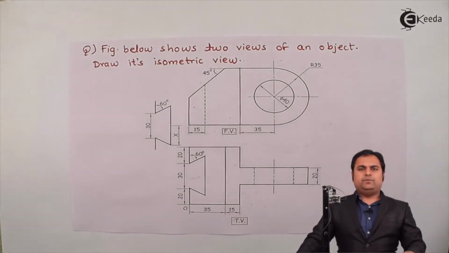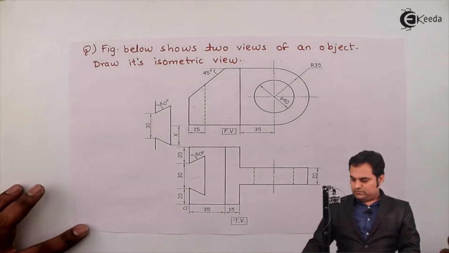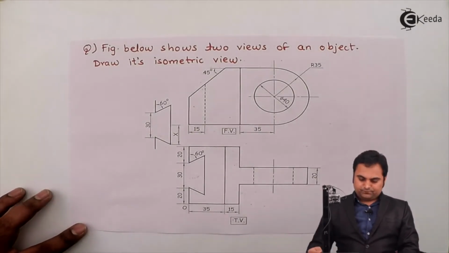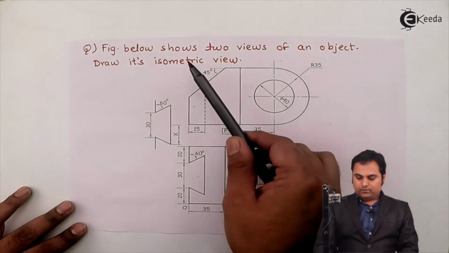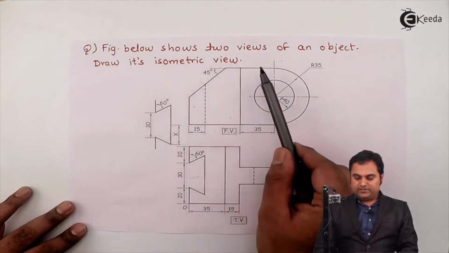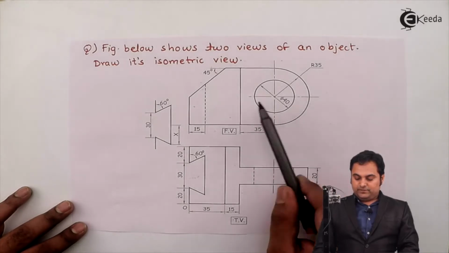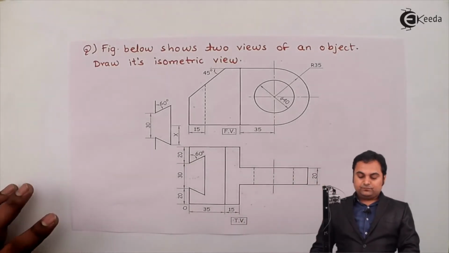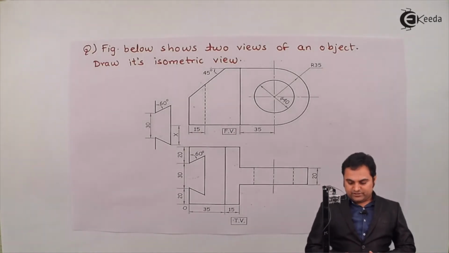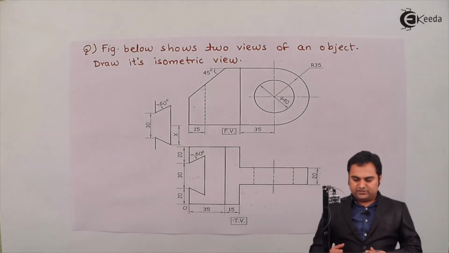In this video, we are going to see the problem on isometric projections, and for that, here we have a question. It is given that the figure below shows two views of an object. Draw its isometric view. Here, the front view of the object is given and the top view is given. With the help of these 2D drawings, the two-dimensional front view and top view, we have to form a three-dimensional object, that is the isometric view.